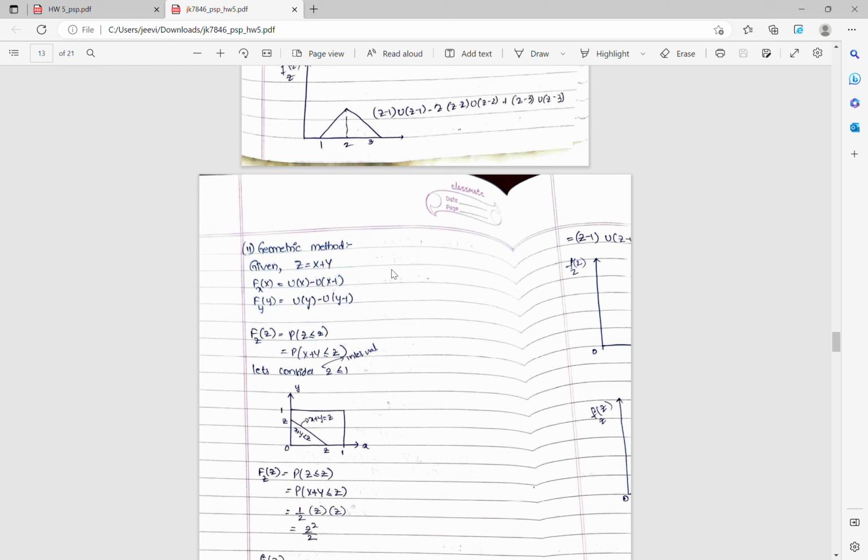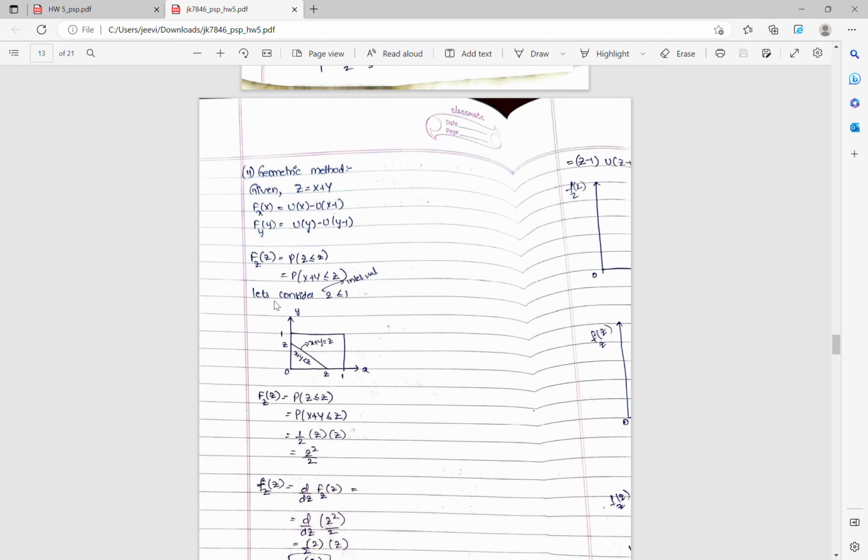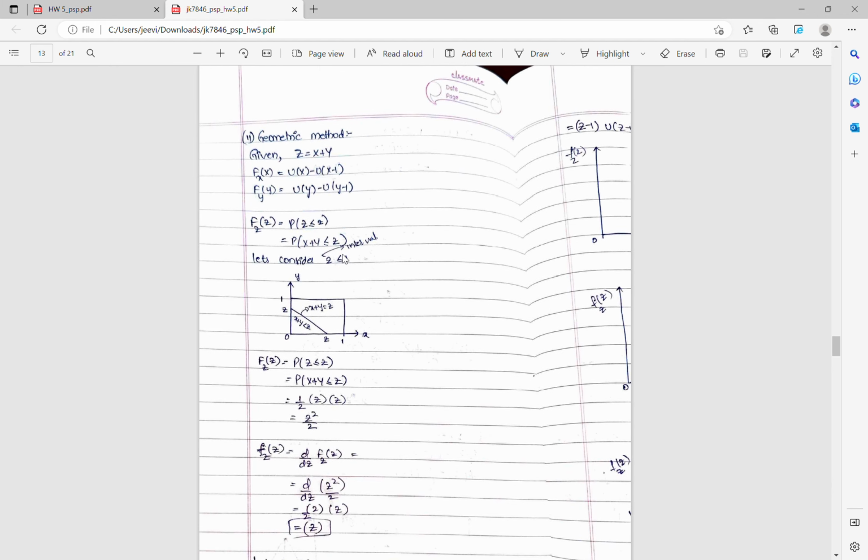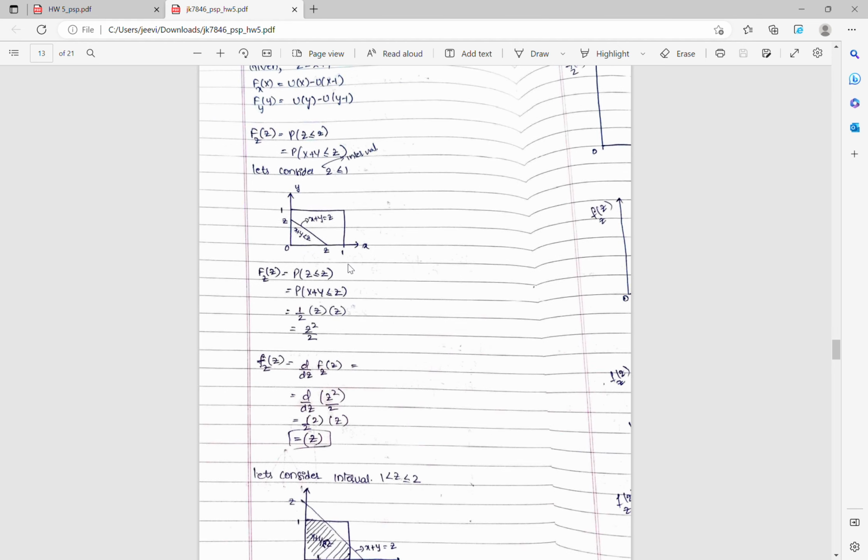Once again, let's go through the given parameters, that is z is equal to x plus y. The probability distribution function of x is equal to u of x minus u of x minus y, and the probability density function of y is equal to u of y minus u of y minus 1. Now we'll be taking 3 cases, and the first interval will be z less than or equal to 1. That is, let's take this 1 by 1 square.